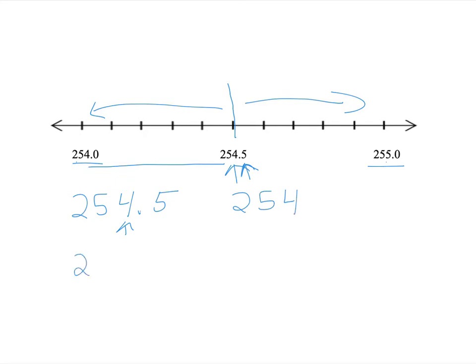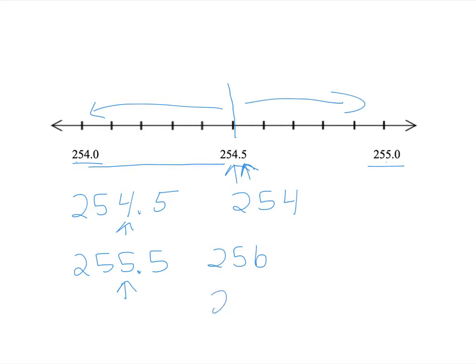If this were 255.5, again rounded to three significant digits, the number to the right of the third significant digit is exactly 5, so I'm going to round to the closest even number. I look back here, it's a 5, so I'm going to round that up to 256. So if the number following what you are rounding to is exactly 5 or halfway between the two numbers, then you round to the closest even number. This is only true if it's exactly 5.